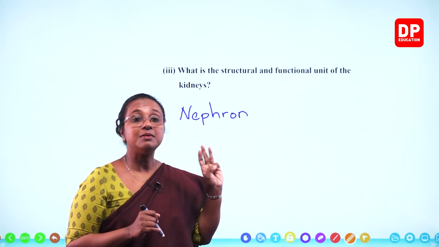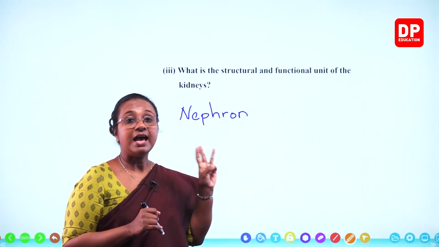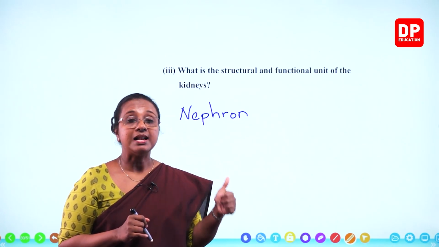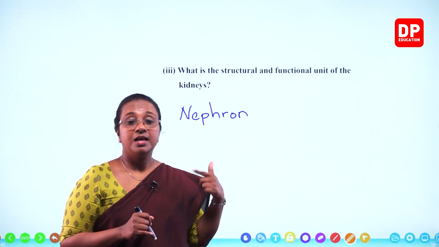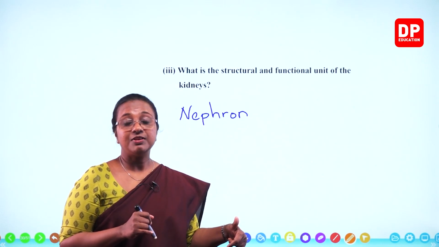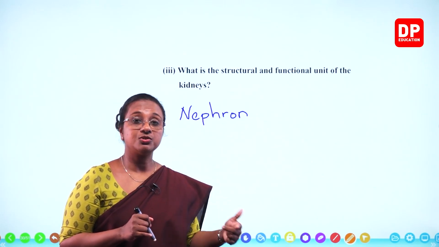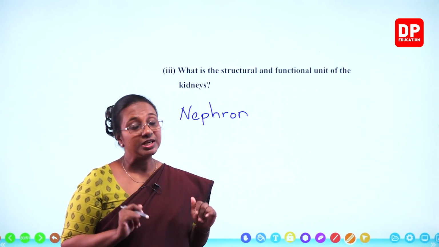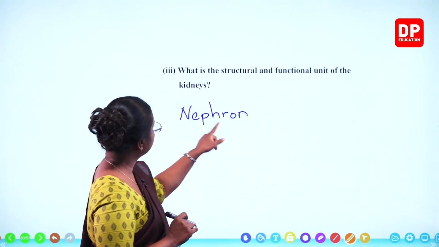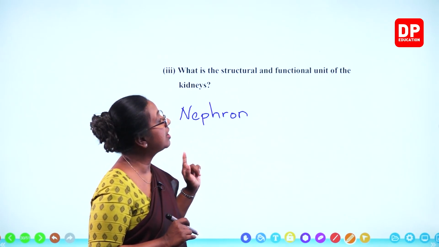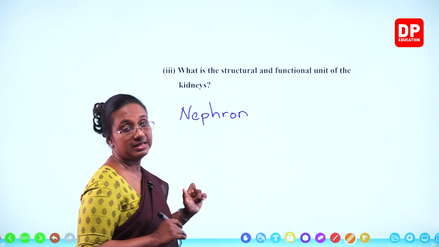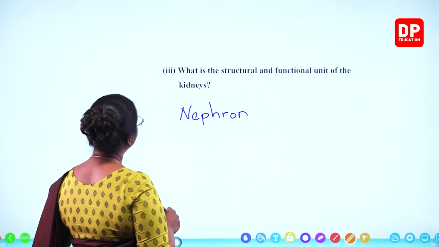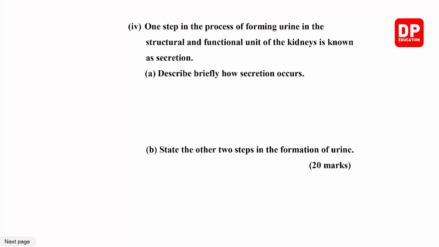And within that, the production of urine occurs, and that also happens in 3 stages: the ultrafiltration, selective reabsorption, and also the secretion. I'm sure you all can remember that. So the nephrons are the structural and functional unit of the kidneys. Is that okay, students? So then, if we move on to the next question, the 4th part.